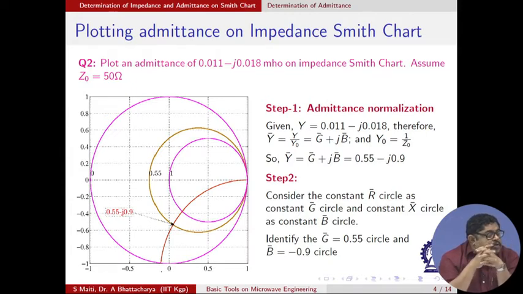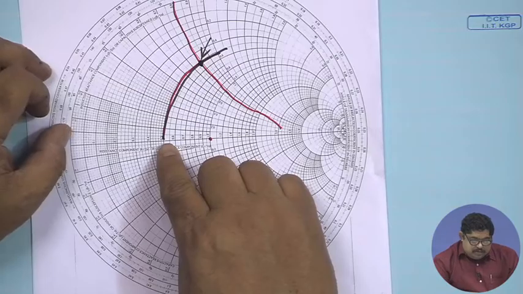So, now you think that in the impedance Smith chart, if you want to plot an admittance, then in your mental plane you will have to think that the constant r bar circle is the constant g bar circle, and the constant x bar circle is the constant b bar circle. So, identify these two things. Now g is equal to 0.55. In the previous case you have found this.